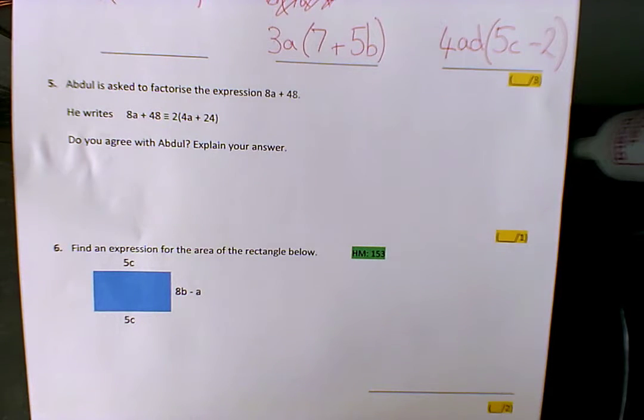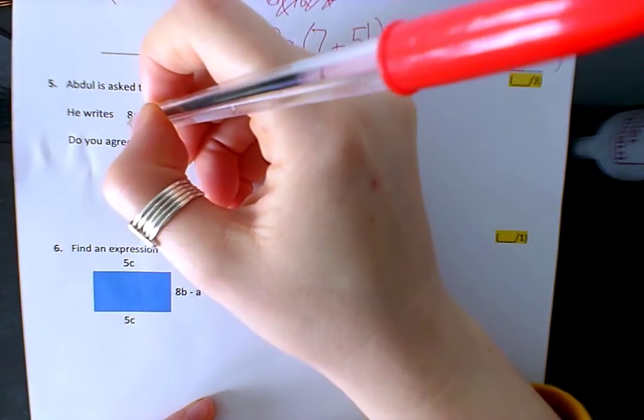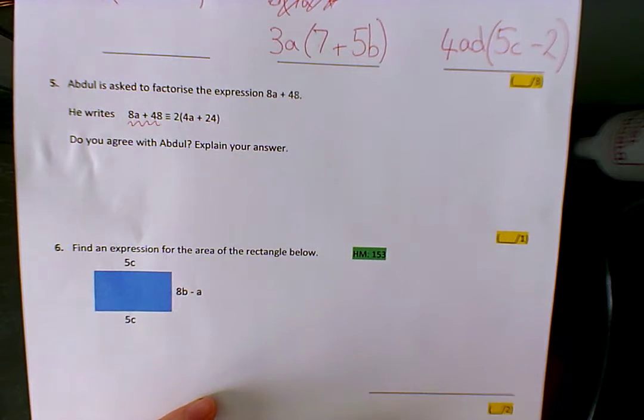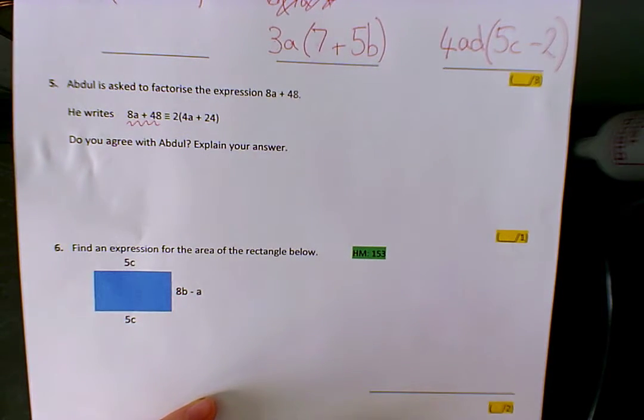Abdul is asked to factorise the expression 8a plus 48. He writes this as his answer. Do you agree with Abdul? Okay, the best thing to do here, first of all, is actually take this and try and factorise it yourself. That will then help you to understand whether Abdul is right or wrong.